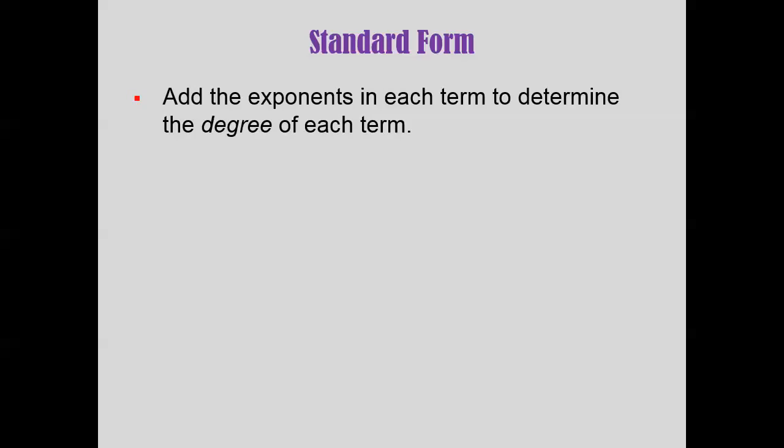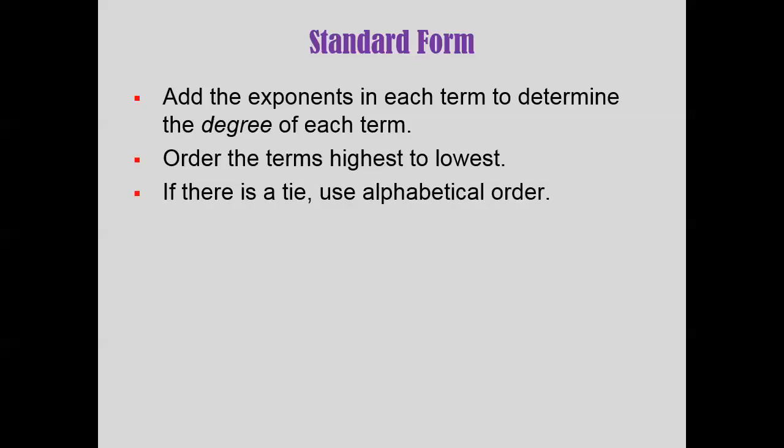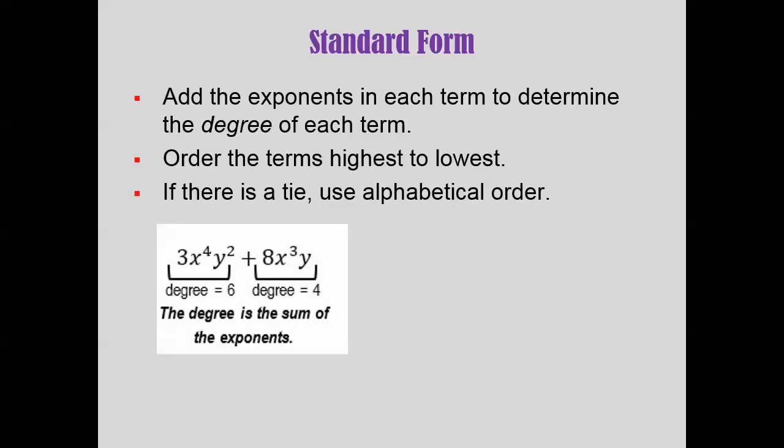All right, we need to talk about standard form. We've done this before, so this is a review. Basically, we need to add the exponents in each term to determine the degree of the term. We order the terms from the highest to lowest degree, and if there's a tie, we use alphabetical order.